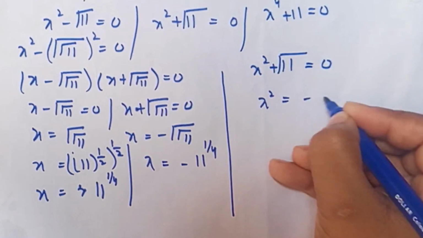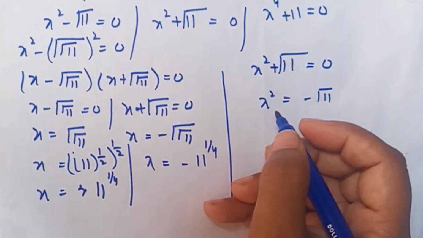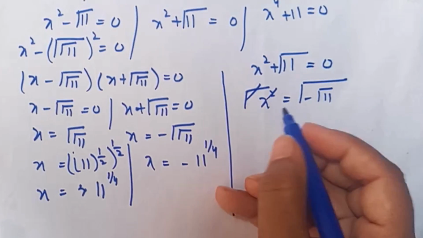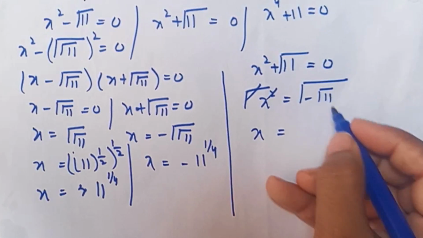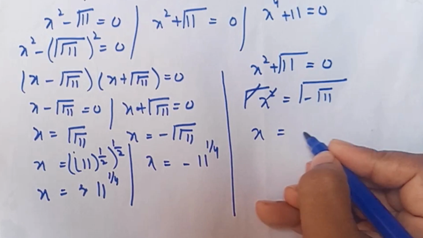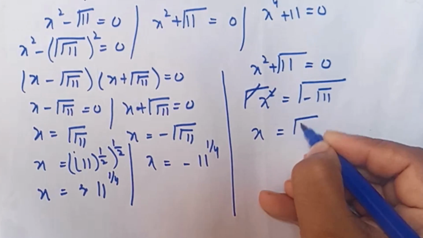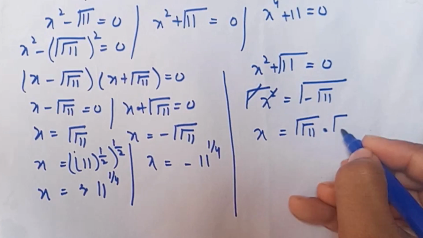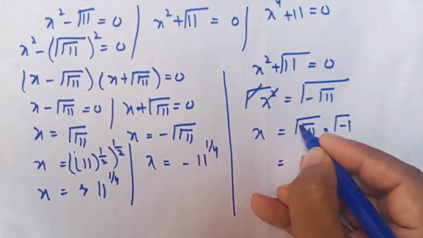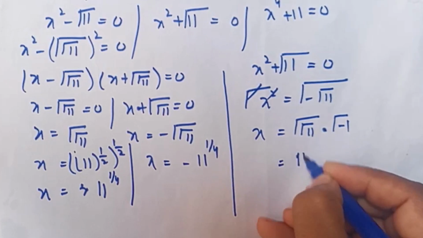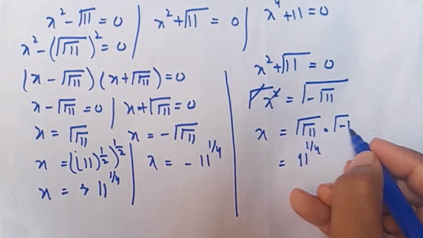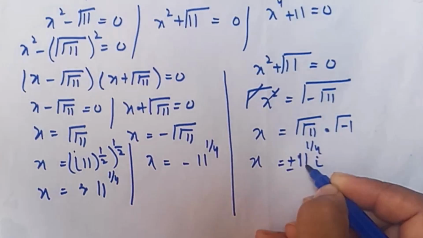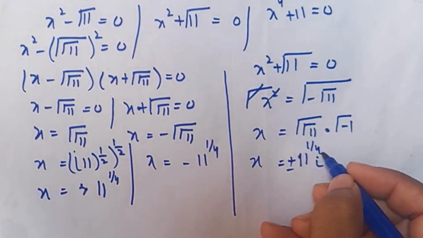This is equal to minus square root 11. And now take a square on both sides of this equation. So this square and square root will cancel. We just get x is equal to, we write this as square root 11 multiplied by square root minus 1, and square root 11 is equal to 11 raised to the power 1 over 4, and square root minus 1 is equal to iota. So we get x is equal to plus minus 11 raised to the power 1 over 4 iota.